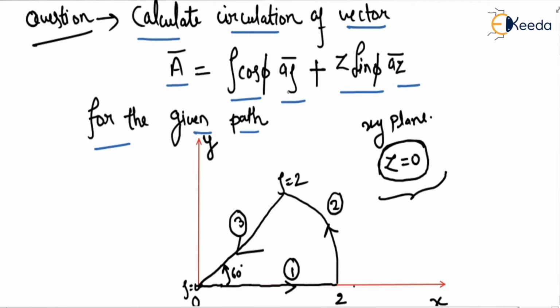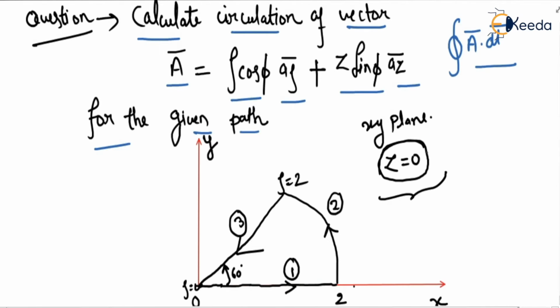Circulation is a special case of line integration, as we studied. When there is a closed path, the line integration is called circulation, which is indicated as the closed integral of A vector dot dl vector.